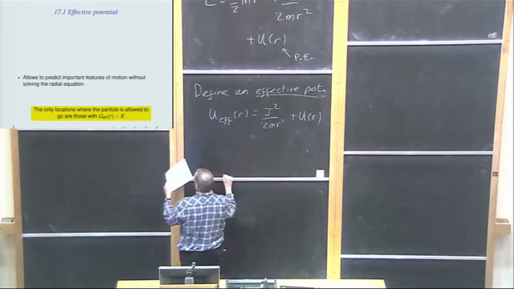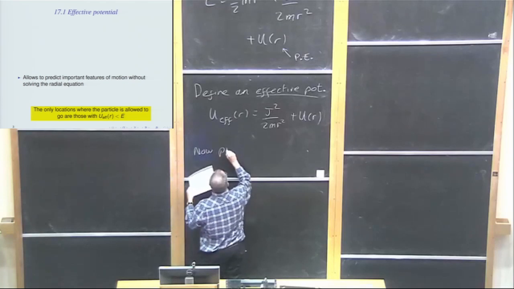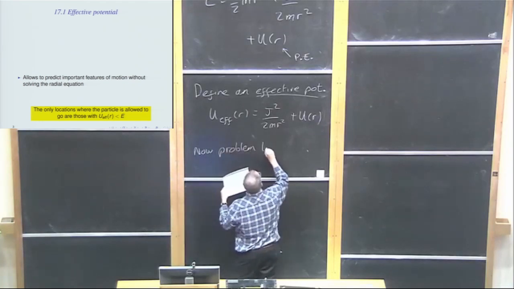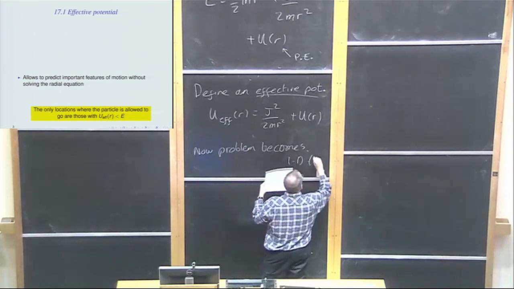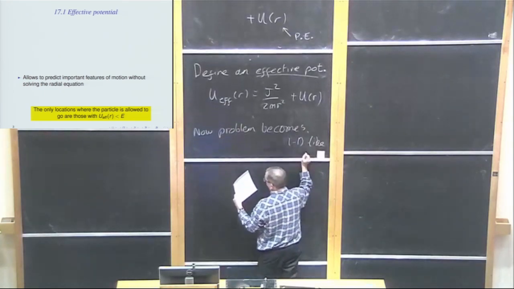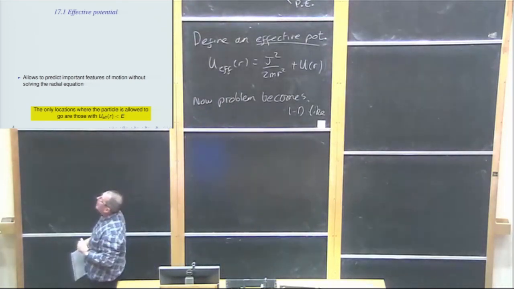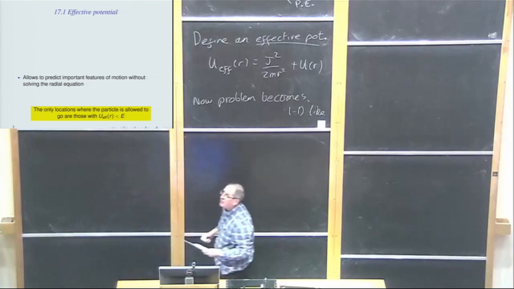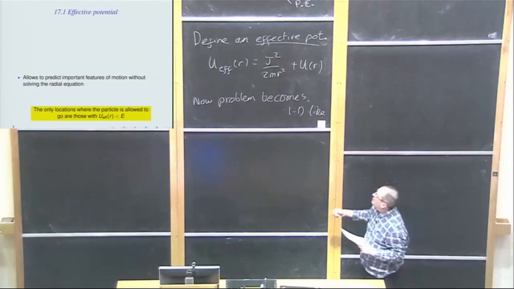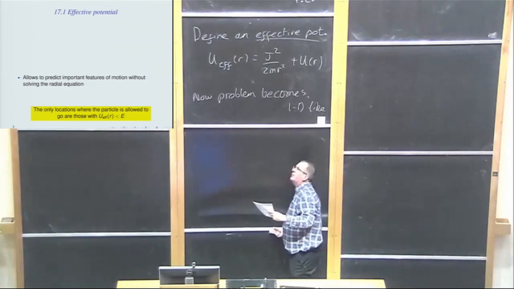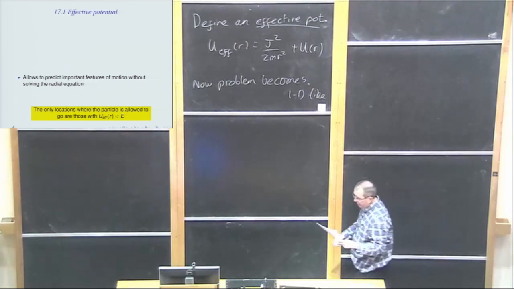So now the problem becomes 1D like. Okay, so we're only dependent on r. So this is nice. This allows us to predict important features of the motion without actually having to go and solve equations. In the lecture today we'll do a bit of solving, but we'll also look at forms of effective potential, and we will learn things about the motion just by looking at the form.